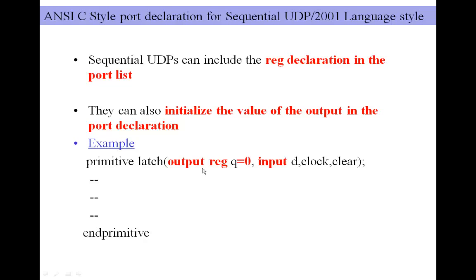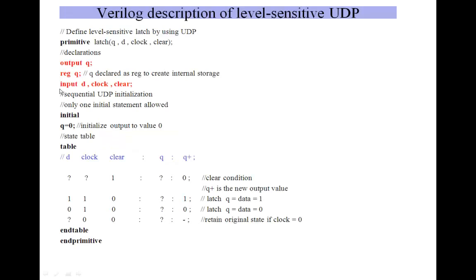So here a reg declaration can be done within the port list, the way you see reg declaration. They can also initialize the value of the output in the port declaration. This is the initialization. In the port list declaration itself, we can initialize this one, like this, directly assigning. So what we are doing here is within the port list area, we are declaring the type and the reg output is redeclared with a reg. Even assignment is done directly like this. So this avoids all this declaration separately.